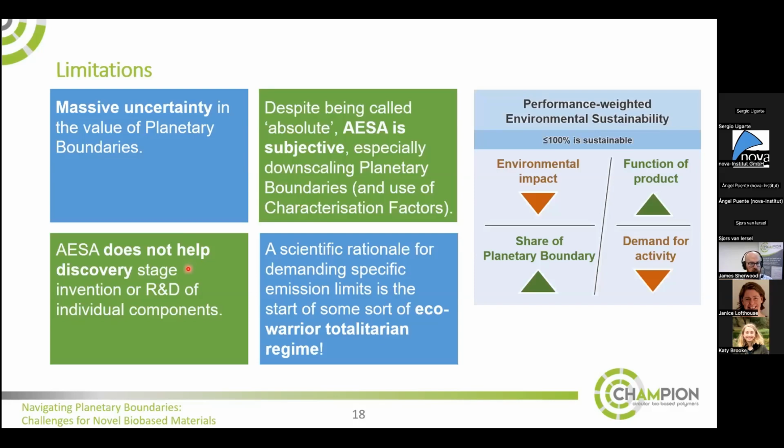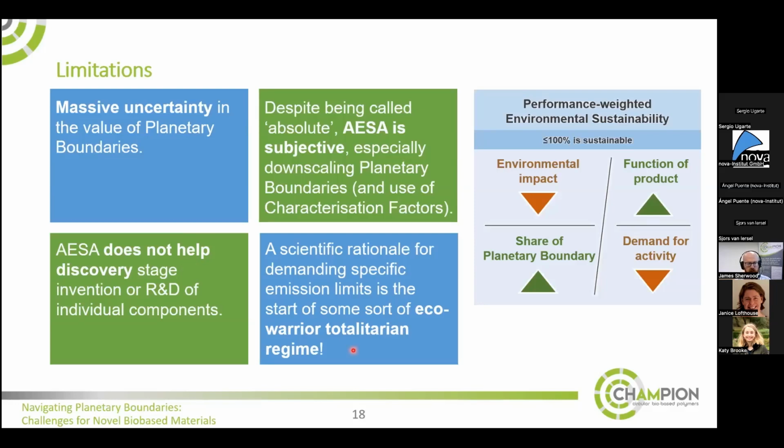Something else that Angel raised in his talk was about applying this sort of viewpoint to early stage, discovery stage, R&D. At the moment, it's quite difficult still because we're thinking of commercial products that we can assess demand for, and we need economic sectors to downscale the planetary boundaries. So this is, again, a work in progress. We don't have much in terms of targets for research and development.